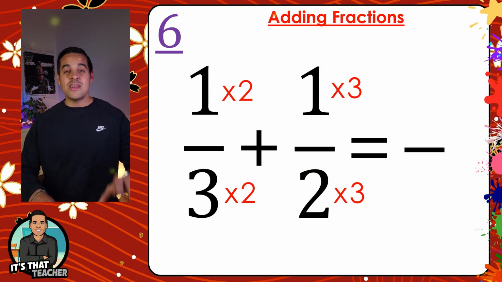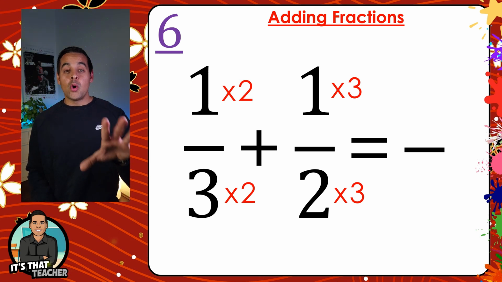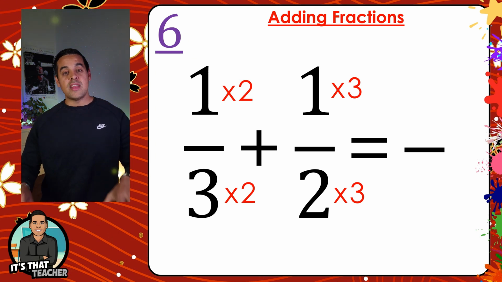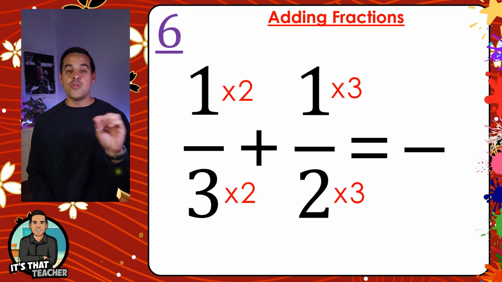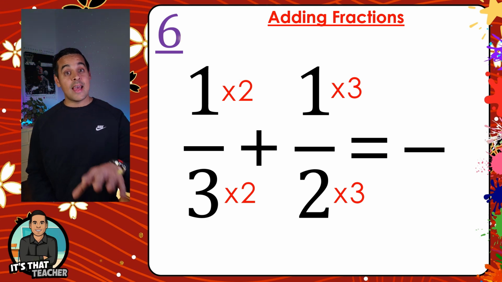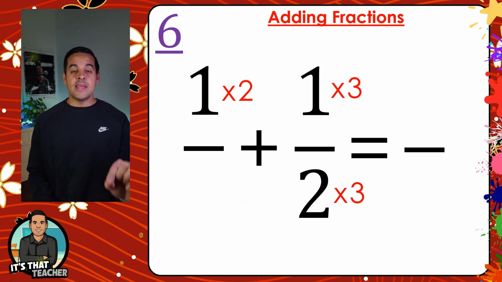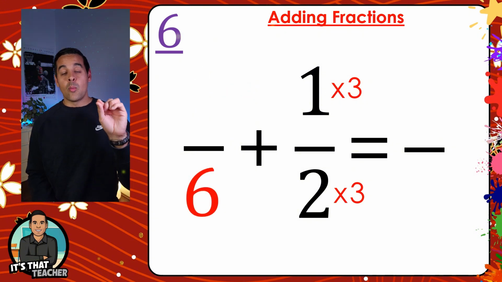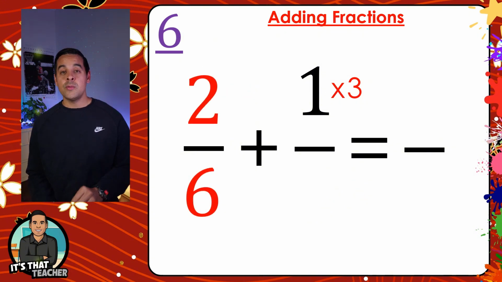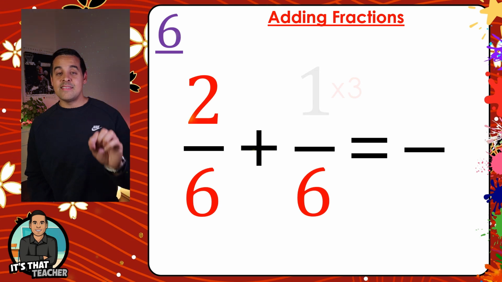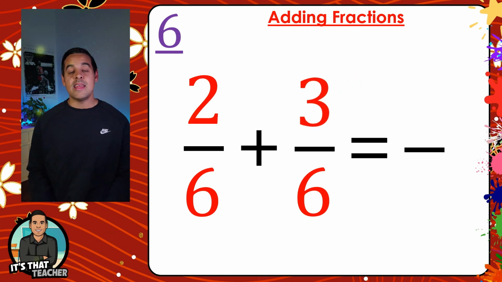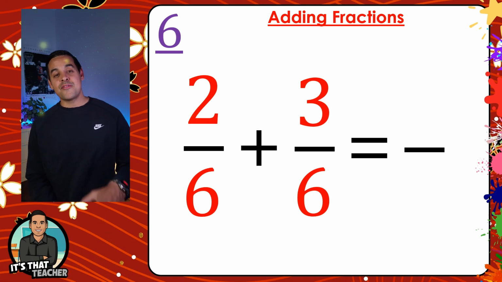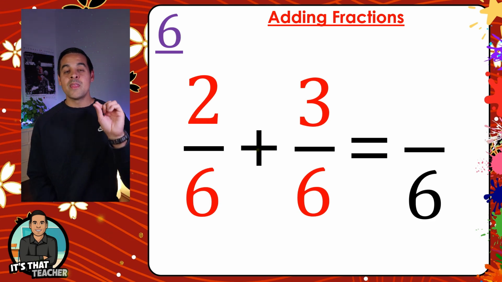I highly recommend rewriting your working out, your new fraction, because it will eliminate any silly errors that might be made if you scratch and scribble over your book. I would just rewrite the new fraction exactly how I'm going to show you. 3 times 2 is 6, 1 times 2 is 2, 2 times 3 is 6, and 1 times 3 is 3. Now that we have the same denominators, the fraction is totally simple to add.